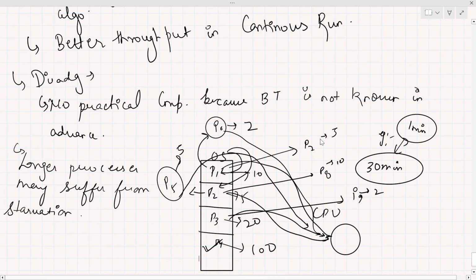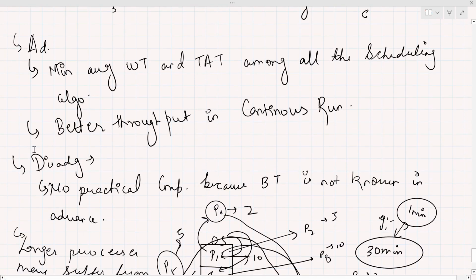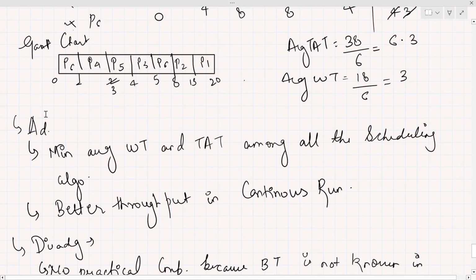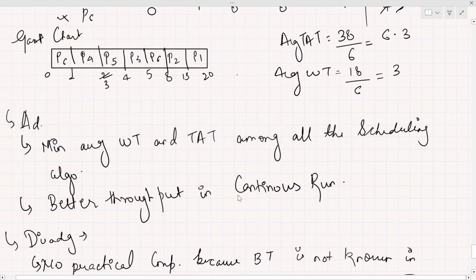That's why this algorithm is not in use, because the disadvantage is much greater than the advantage. Then why do we study this algorithm? Many questions may arise in your mind about why we study this scheduling algorithm. The answer is, it creates a benchmark for other, practical scheduling algorithms. We have so many scheduling algorithms, and we find the average waiting time and average turnaround time and compare with this algorithm, SRTF.